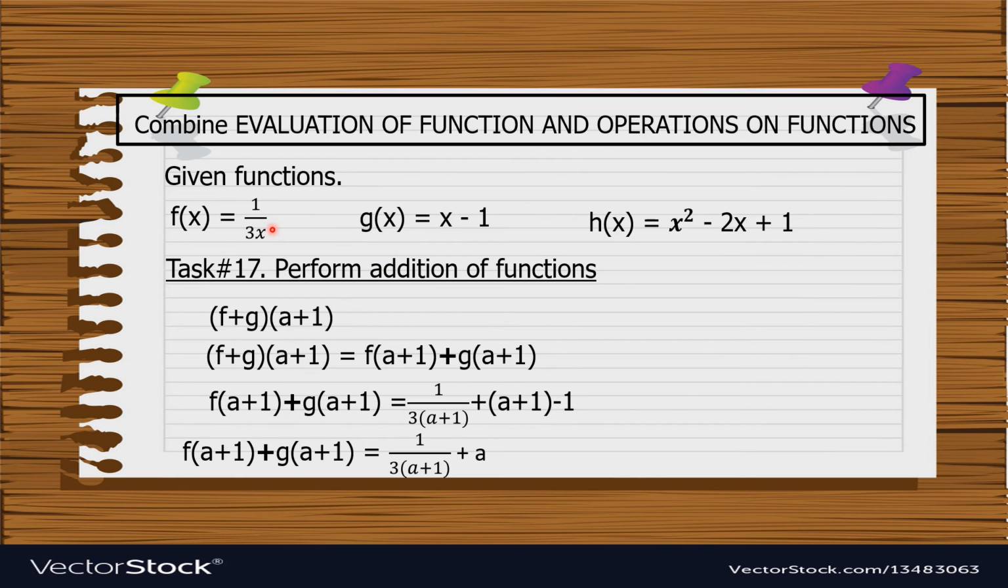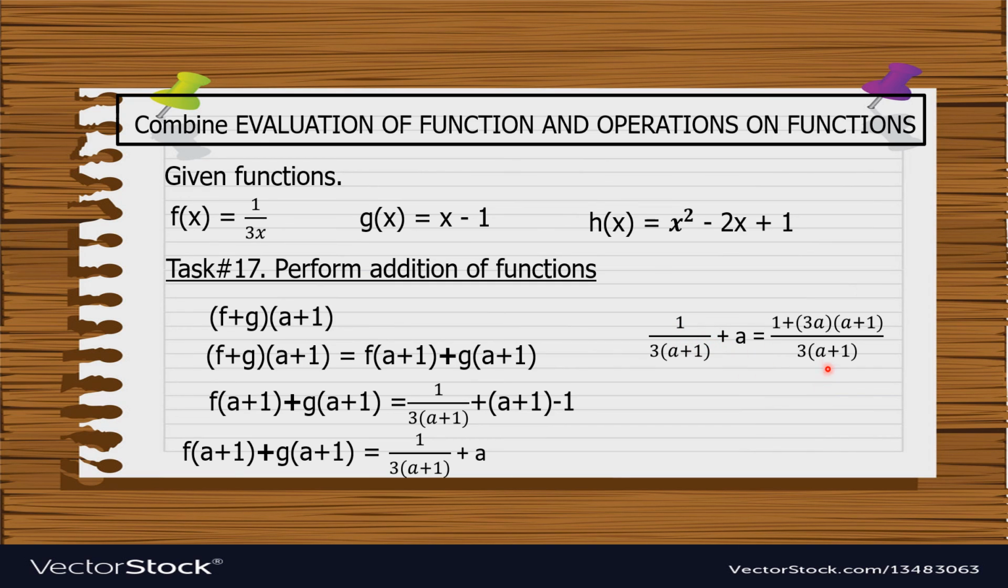So our f of x, replace x by a plus 1, it is 1 over 3 quantity a plus 1, plus, then our g of x, it will become g of a plus 1, replacing x by a plus 1, it is a plus 1 minus 1. We can actually cancel out positive 1 and negative 1, so it will become 1 over 3 quantity a plus 1 plus a. Next, to add, get the LCD.